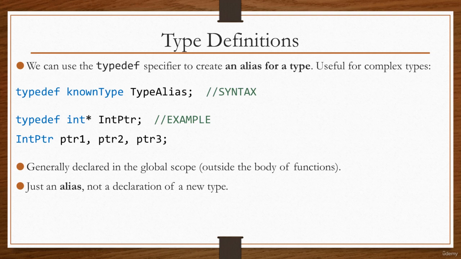In the first statement, we have a look at the syntax. Typedef, some known type, such as an integer or a double, for example, or some pointer, and then the alias name, so the name for that type. Preferably you want that to be short.